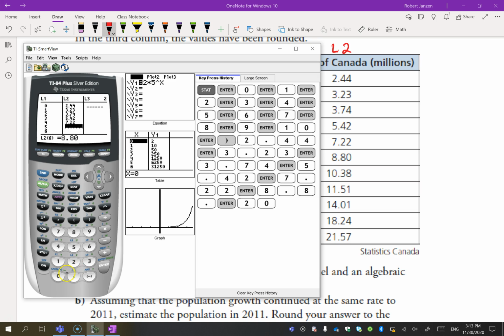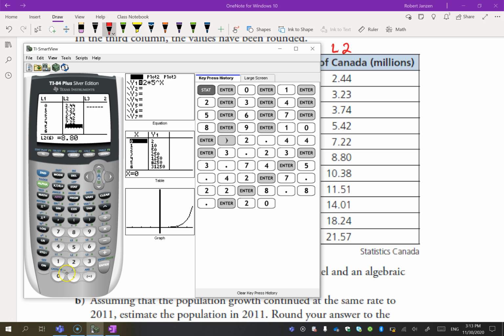Now I'll clear that, go up to the plot, turn it on, and press Zoom 9 to see what the graph looks like. Now I want to come up with the equation that represents these points. So I'm going to press Stat, Calc, and it looks like it's going to be an exponential graph, which makes sense because that's what we're doing in this unit. So let's press 0, exponential regression, and enter L1, comma, L2.